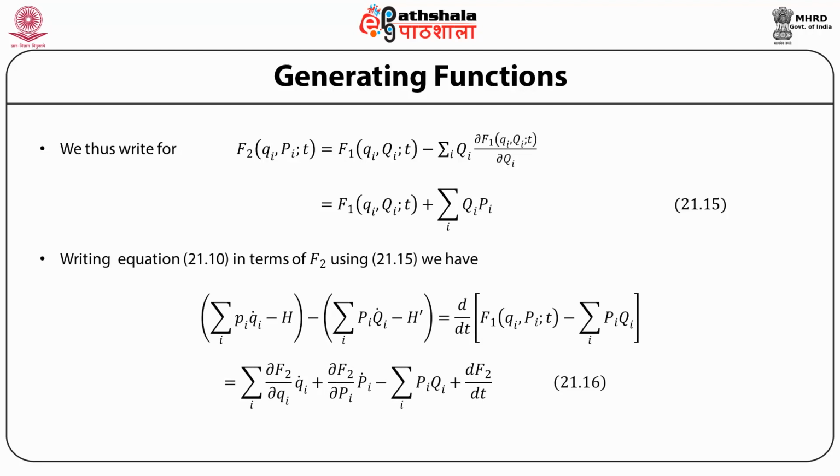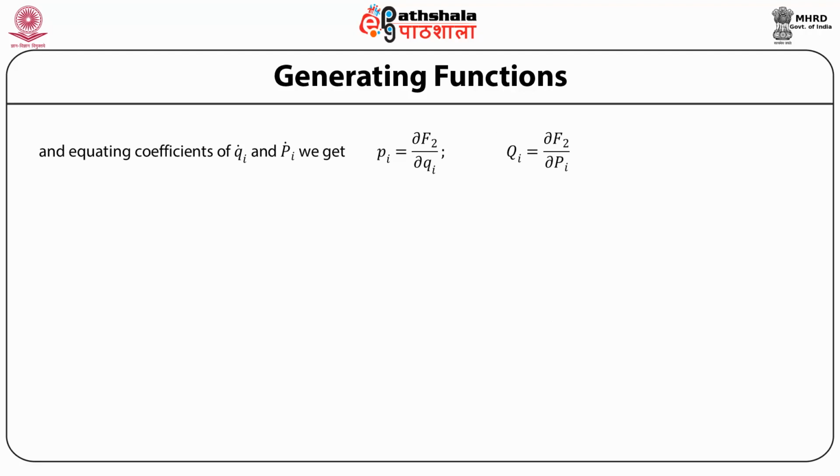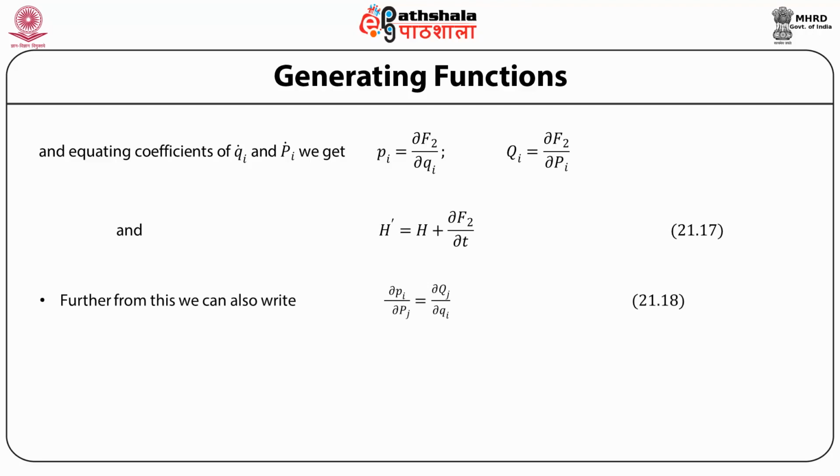So writing the equation 21.10 in terms of F2 using this above relation, we then obtain, by equating coefficients of q_i dot and capital P_i dot, the old conjugate momenta p_i as a partial derivative of this generating function F2 with respect to the old coordinate q_i, and the new coordinate Q_i as the partial derivative of this F2 with respect to the new conjugate momenta, and H prime is H plus ∂F2/∂t. And further, we can write the partial derivative of the old momenta with respect to the new momenta as equal to the partial derivative of the new coordinate with respect to the old coordinate, as shown in equation 21.18.